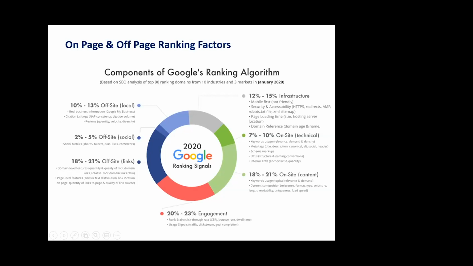So if you look here, and these are in terms of the weightings, so 10 to 13% off-site local. So that's basically having a Google My Business and having reviews with respect to that Google My Business. So certainly from a local search engine optimization point of view there, you can see how valuable or how necessary having a Google My Business is, and certainly having a Google My Business with reviews.